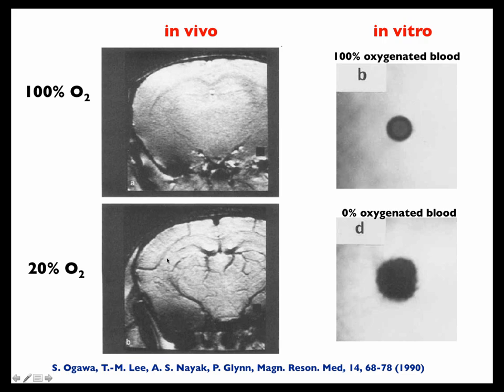And so you can see the veins popping out as becoming darker as they become more paramagnetic relative to tissue as they become deoxygenated. And he also showed this in a test tube as well, that with 100% oxygenated blood, you have something that just looks like a dark dot. With 0% oxygenated blood, there's this massive penumbra that kind of shows up around it.